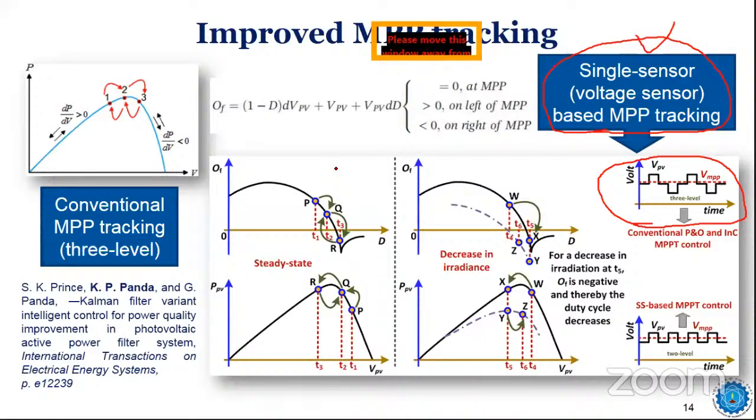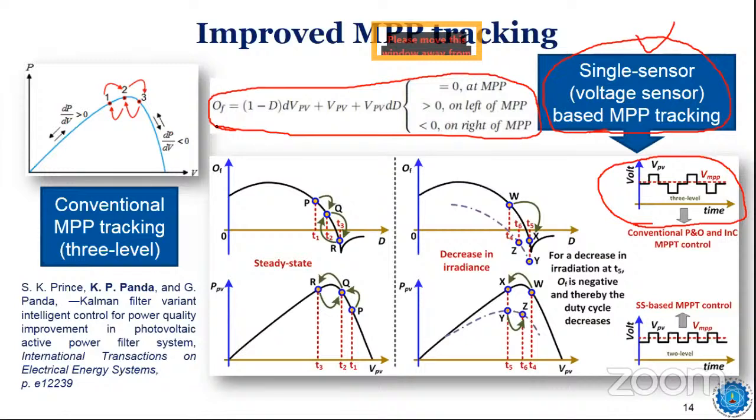I'm only looking for the change in voltage. Based on that, I'm calculating an objective function here. This objective function is not based on any algorithm; I have calculated it. How have I calculated it? You need to understand that it depends on your type of converter. If you consider a boost converter or a buck converter, this objective function will be different.